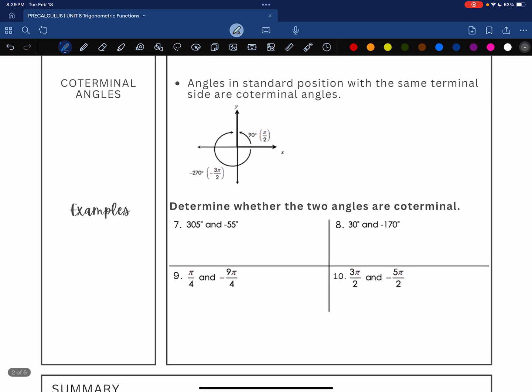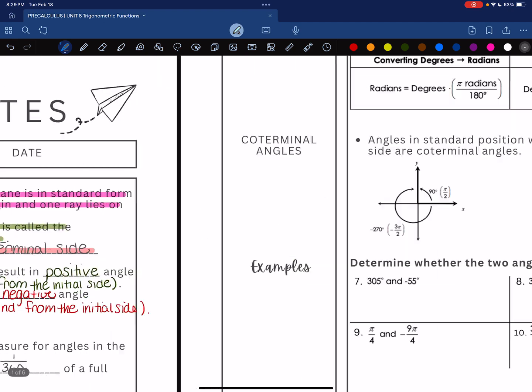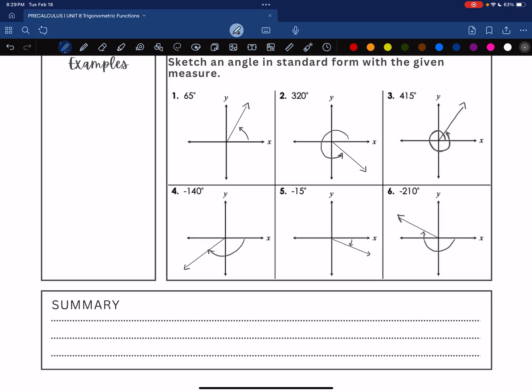The last big idea that I want to introduce to you here is the concept entitled coterminal angles. Maybe you noticed back over here, we were rotating one way, either positive or negative, depending on the angle. And I marked that with the little angle mark, that little curve mark like you see here.